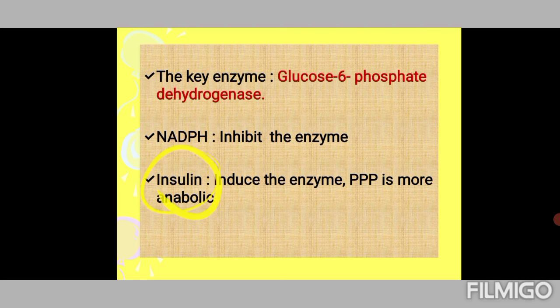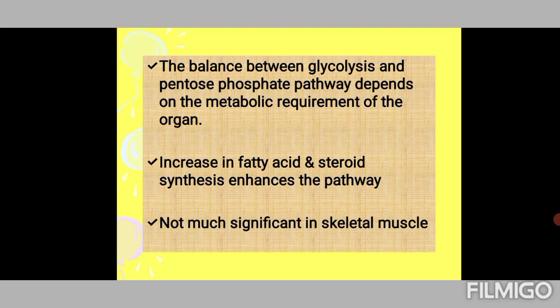And insulin, one of our popular hormones, is an anabolic hormone also. It enhances the HMP pathway by inducing glucose 6-phosphate dehydrogenase. And the HMP pathway is more of an anabolic type of reaction rather than catabolic. Now, here we know that our cells are very economically conscious, energy conscious, and none of these metabolic processes are unnecessarily carried out. And here also the balance between glycolysis and the pentose phosphate pathway depends on the need of the cell at that point of time, so that it will not lead to futile cycles.